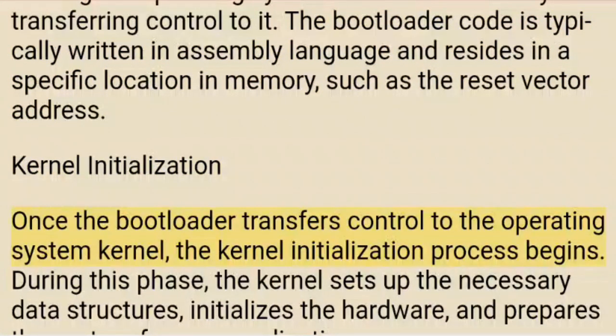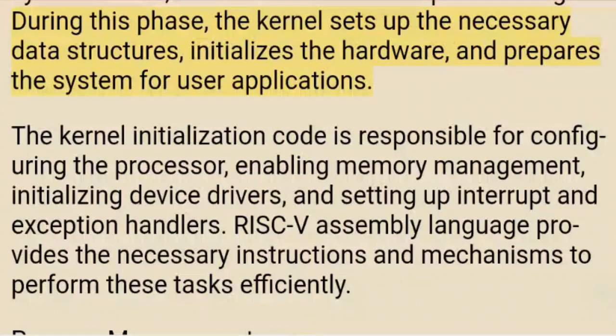Once the bootloader transfers control to the operating system kernel, the kernel initialization process begins. During this phase, the kernel sets up the necessary data structures, initializes the hardware, and prepares the system for user applications. The kernel initialization code is responsible for configuring the processor, enabling memory management, initializing device drivers, and setting up interrupt and exception handlers. RISC-V assembly language provides the necessary instructions and mechanisms to perform these tasks efficiently.